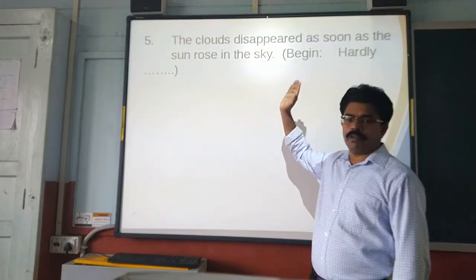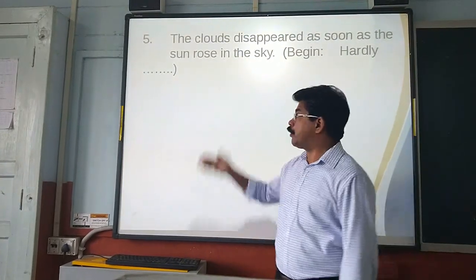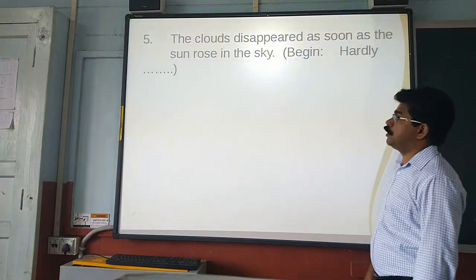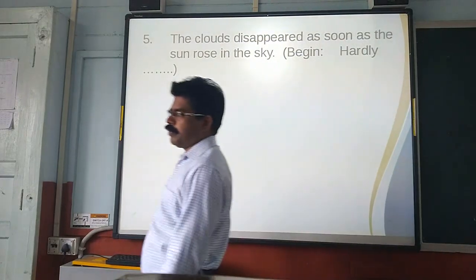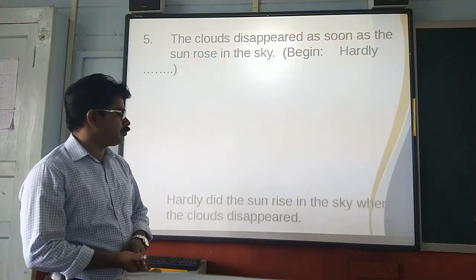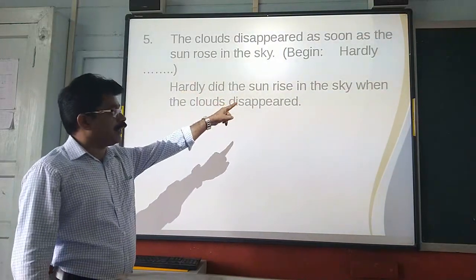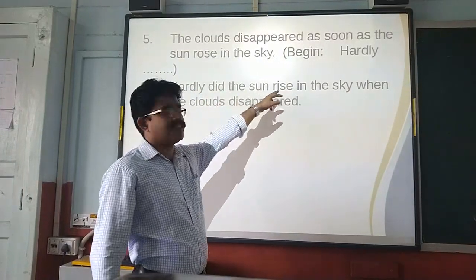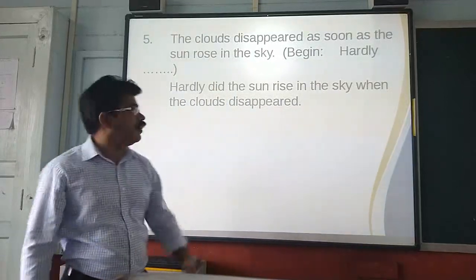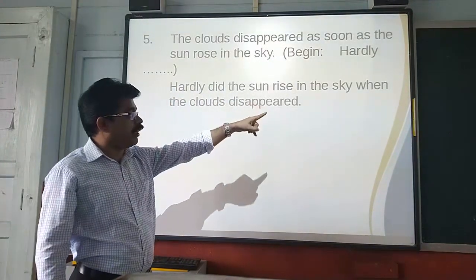Hardly. After that, what will be the form? Scarcely, no sooner, as soon as. Now here, in this sentence, you have to start with hardly. The clouds disappeared as soon as the sun rose in the sky. How do you transform that one? Okay, here comes the answer. Hardly did the sun rise. Again, please keep in mind, did plus rise. Whatever the type of sentence you are using, after this did, that has to be there. So, hardly did the sun rise in the sky when.